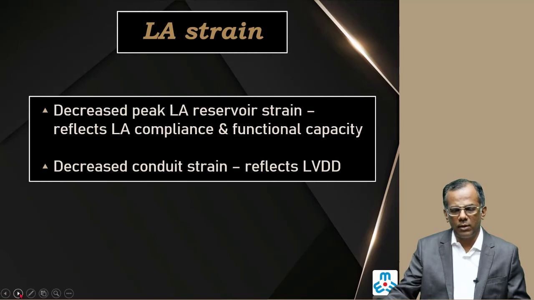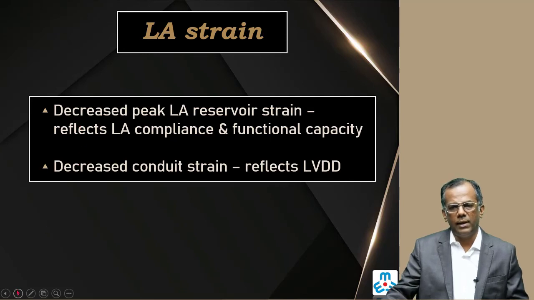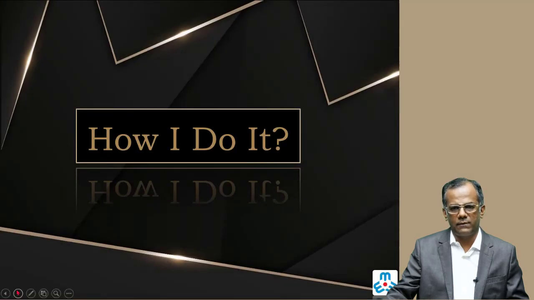There's a lot of work done on LA strain in mitral stenosis. There is a decreased peak LA reservoir strain, and there's a decreased conduit strain, reflecting mitral stenosis affecting the LA and LV diastolic dysfunction. So how do I usually go about evaluating mitral stenosis?